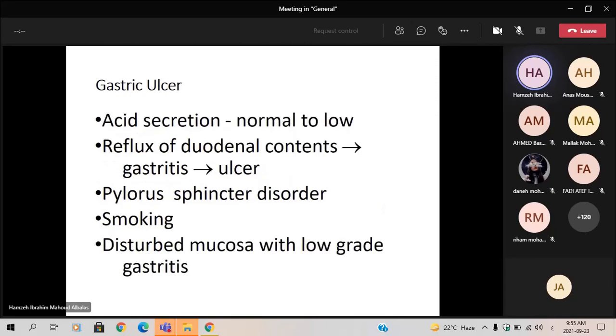So the problem in general is similar, and we can treat in the same manner, but we have to know the proper cause, and we have to treat the gastric and duodenal ulcer and to rule out malignancy or other causes of ulcer.